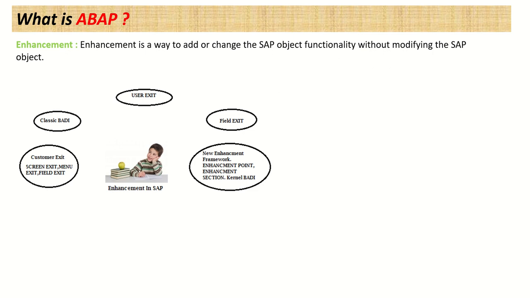So whenever we want to add our own functionality or own field in SAP standard objects without disturbing the actual functionality of SAP, those types of object development are called an enhancement. Fine. There are different methods of enhancement that we are going to learn, but this is the simple meaning of enhancement. Adding our own functionality in the SAP standard objects.